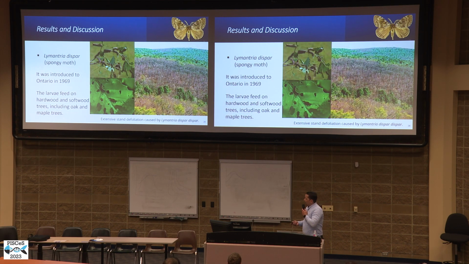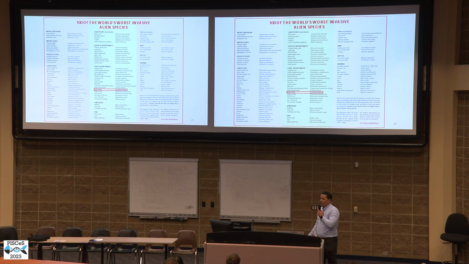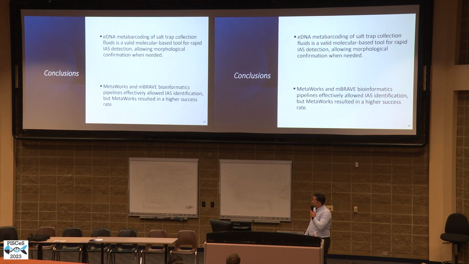And last but not least, the spongy moth was introduced in Ontario in 1969. The larva feeds on hardwood and softwood trees, including oak and maple trees. It is one of the worst defoliators, and in fact is listed as one of the 100 worst invasive alien species according to the IUCN. So given the significant impact of these species, having molecular methods in place that allow early detection is critical in this case.